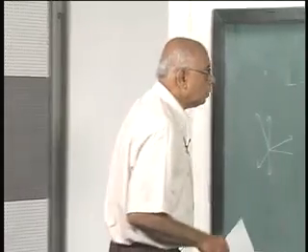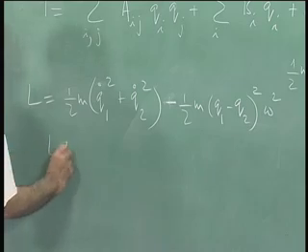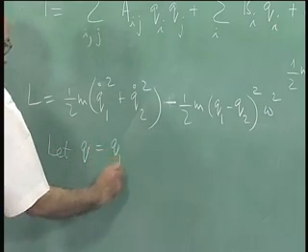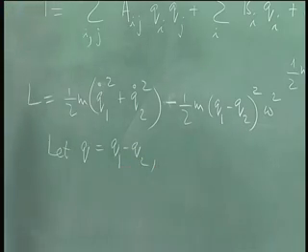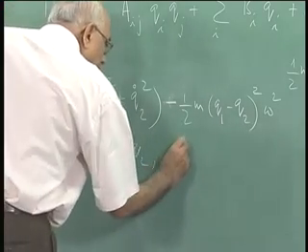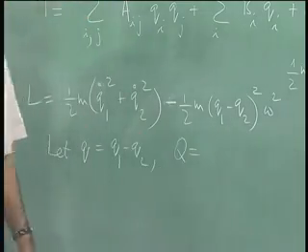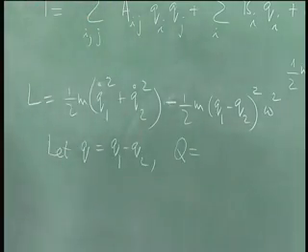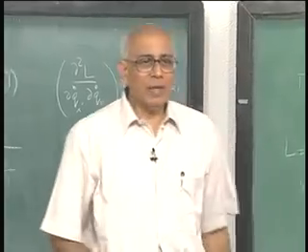So what would I do? I choose new variables and immediately say let little q be q1 minus q2, the relative coordinate between these two particles, and capital Q equal to (q1 plus q2) divided by 2.